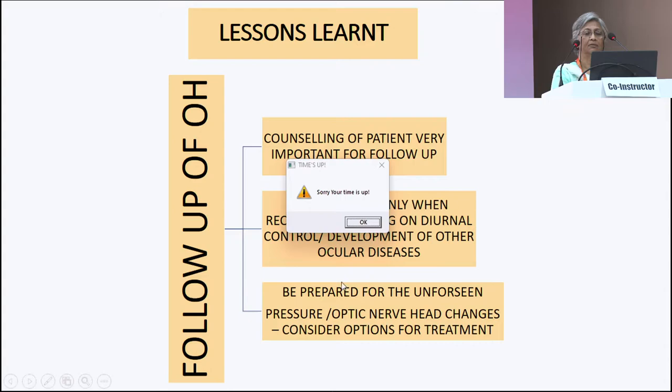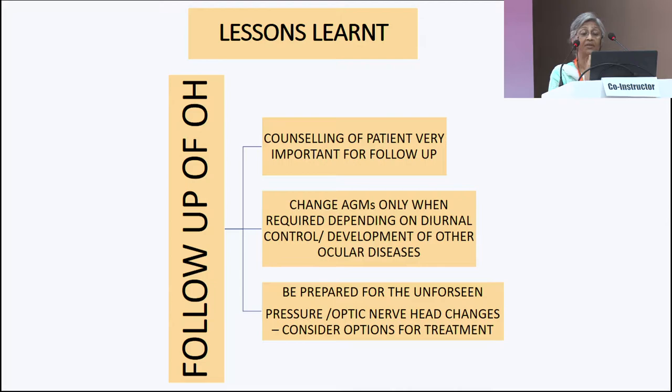Oh, sorry, friends. Change AGMs only when required, depending upon the diurnal control or development of other diseases. Our glaucoma patients are going to continue, and mind you, the retina is going to be affected by God knows what all. If they have diabetes, diabetes is going to happen. So many things are going to happen. So therefore, you have to keep on and on alternating. We have got to see what will suit the patient or not.